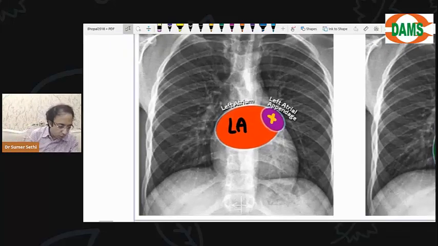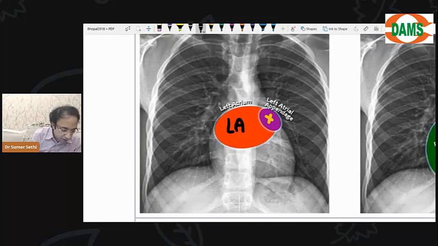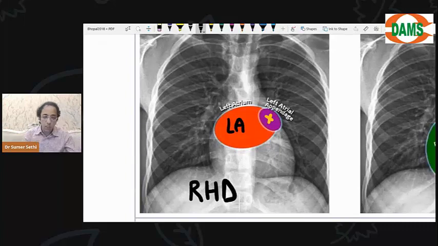Okay. Now let's see if you can answer. Ground glass appearance is a CT finding. We cannot say ground glass on an X-ray. Ground glass is a CT finding.